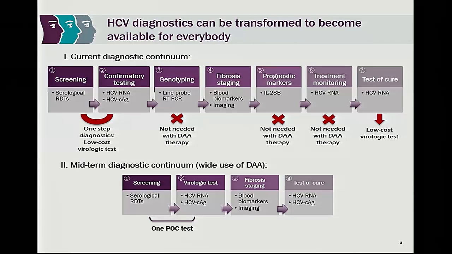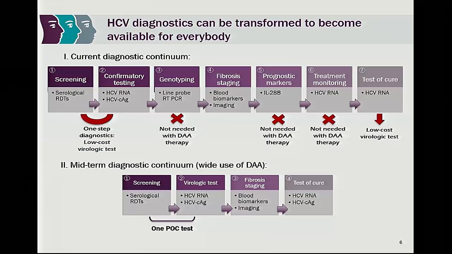We think that really HCV diagnostics can be transformed and become available for everybody. And on the top here, you see the current diagnostics continuum, and it is complex. And some of the markers we can cross out right away, thinking that we have novel direct-acting agents. Also, it was mentioned earlier, I think we can get rid of genotypic testing with pan-genotypic reagents.